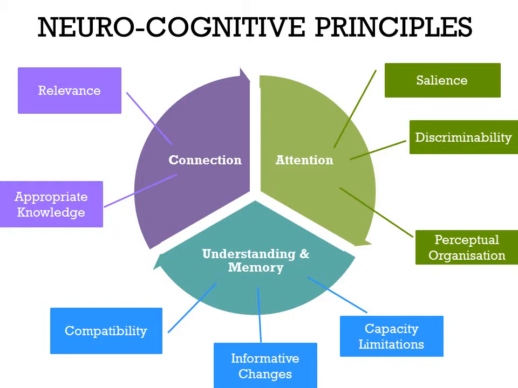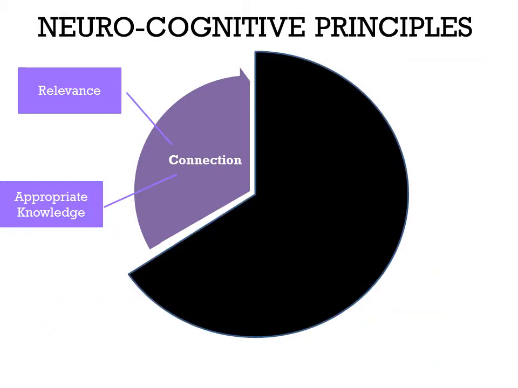These three objectives are supported by several neurocognitive principles that we will explore in depth. Let us consider the two principles that aim to engage the audience. The first is the cognitive principle of relevance.